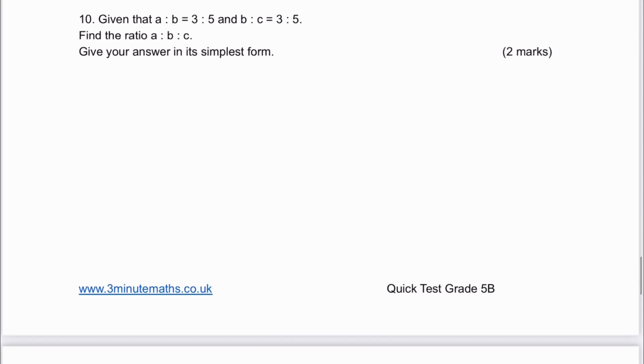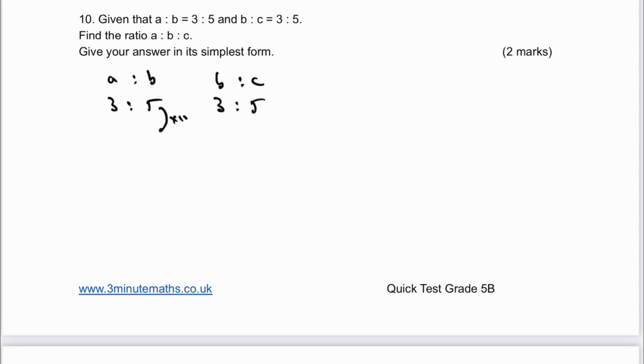So given that A to B is 3 to 5 and B to C is 3 to 5, also find the ratio of A to B to C. So let's have a look at what's going on here. So A to B is 3 to 5 and B to C is 3 to 5. So the problem I've got here is the two values of B are different. One of them is 5 and one of them is 3. So what I'm going to do is make them the same.